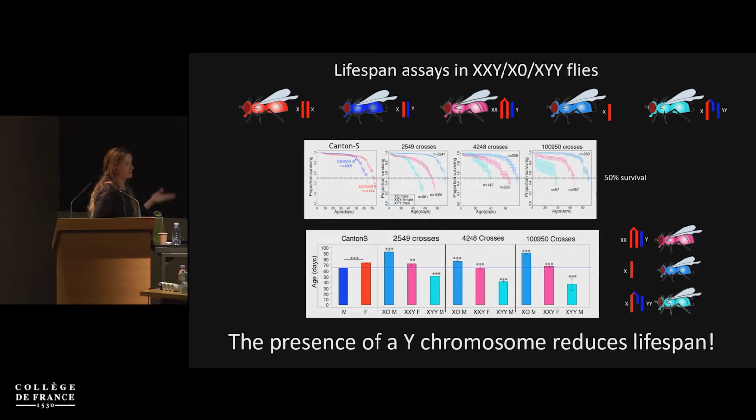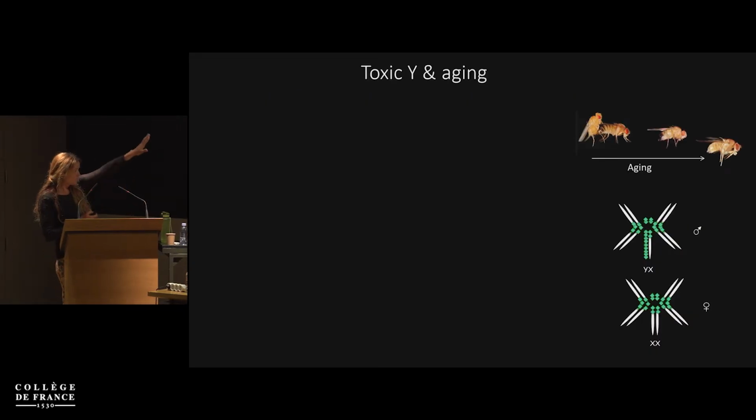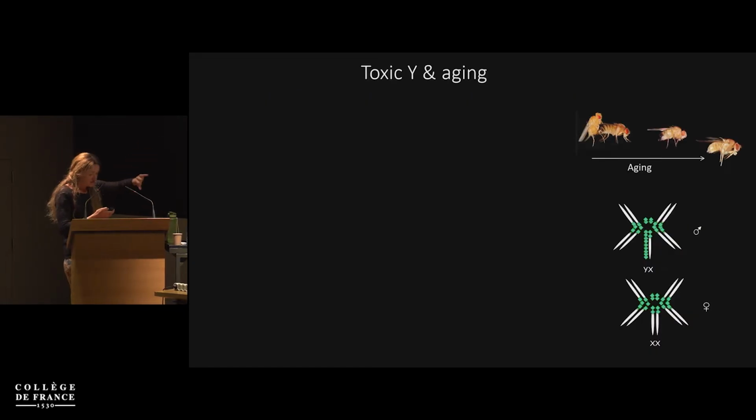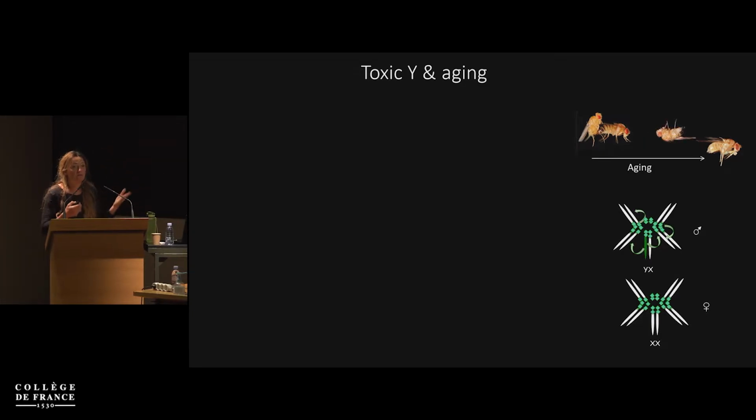So this suggests that indeed it is the presence of a Y chromosome that directly contributes to a reduction in lifespan. What I showed you so far is that as flies age, heterochromatin that's normally found at pericentromeres and the Y chromosome becomes deteriorated, and it's deteriorated more strongly on the Y chromosome, resulting in repeat activation in old males and contributing to shorter survivorship.